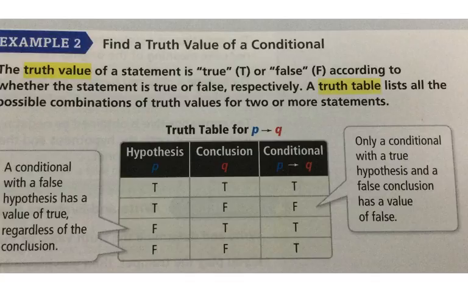If it is raining, then it is Thursday. Okay, so my hypothesis could be true if it was raining. But what I concluded was not true. It's not Thursday. So that would be false overall. That's the only way we can have a false statement.